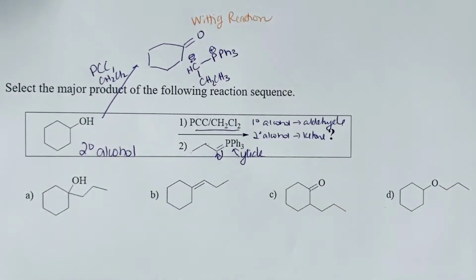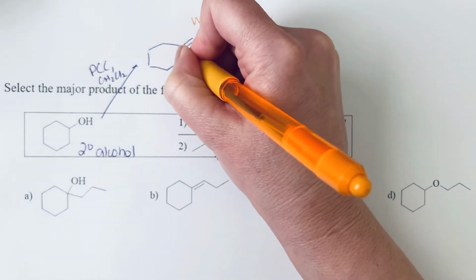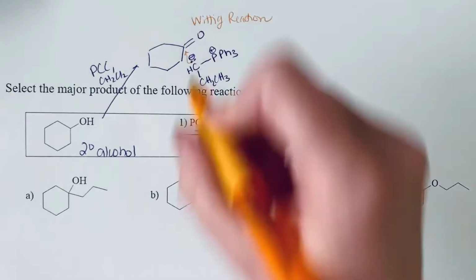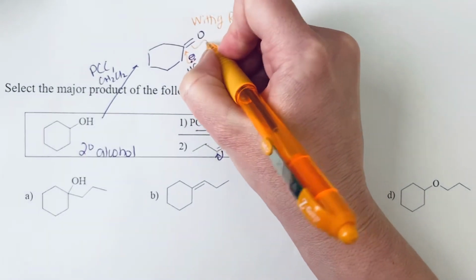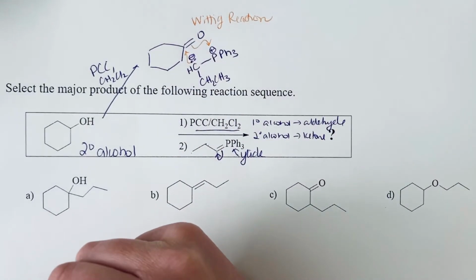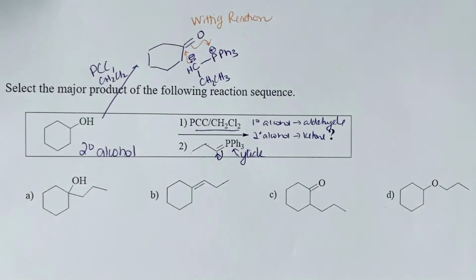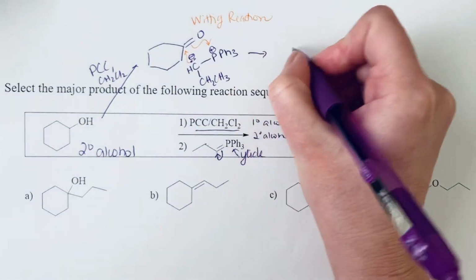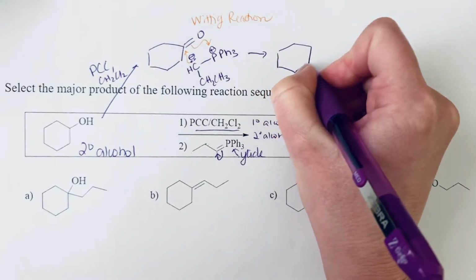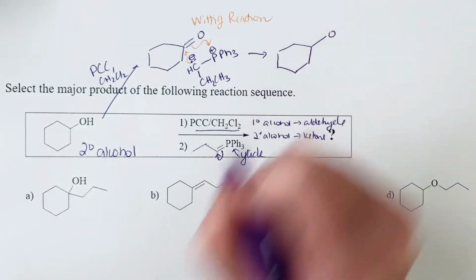And so what's going to happen here is a really interesting mechanism. Your nucleophilic carbon is going to attack the carbonyl, which is not too surprising. But then this pi bond is going to swing around and attack that phosphorus, because phosphorus-oxygen bonds are very strong bonds, and that is the driving force of this whole reaction. And so we're going to form this four-membered ring intermediate. So here's our four-membered ring.